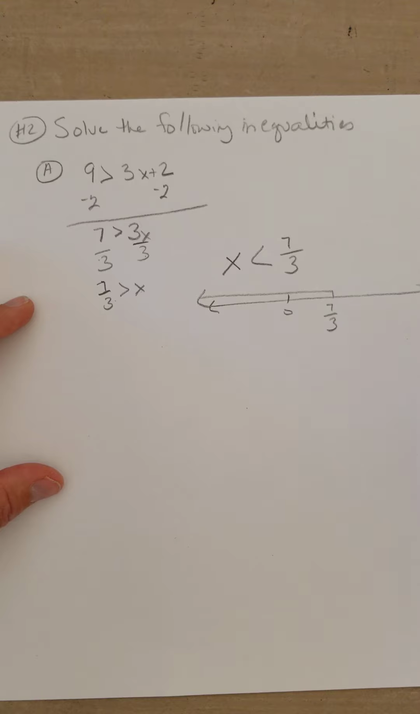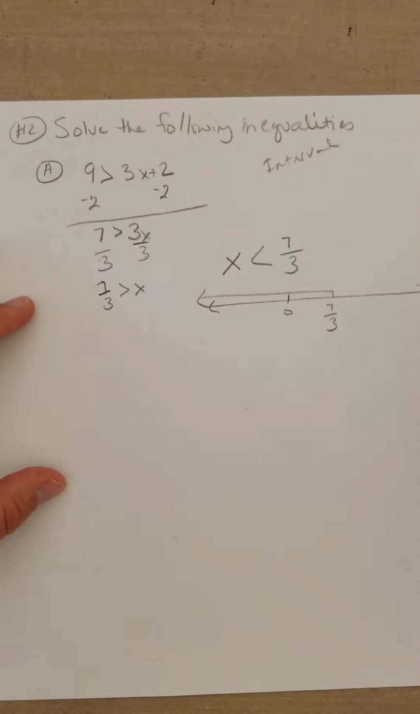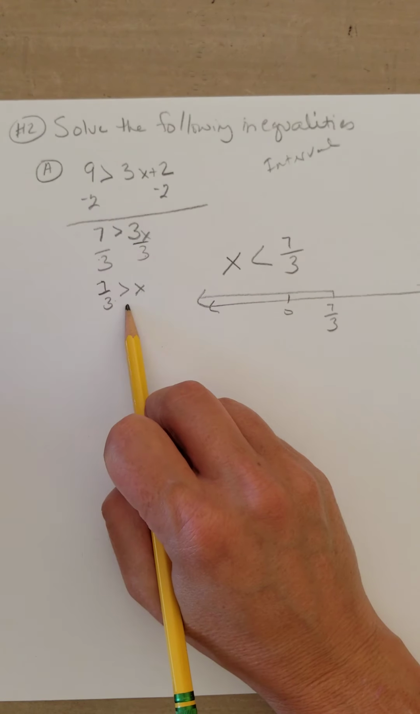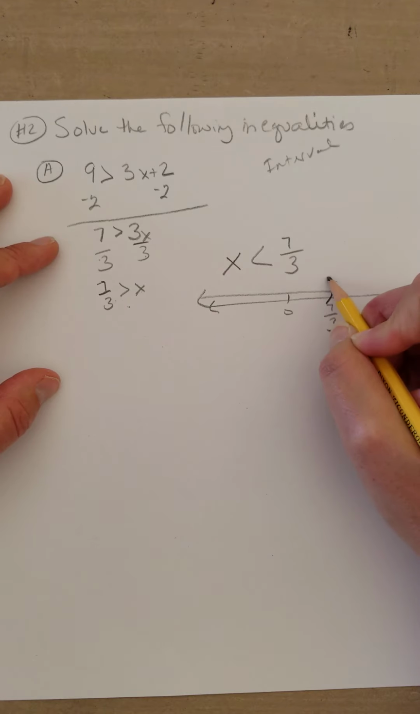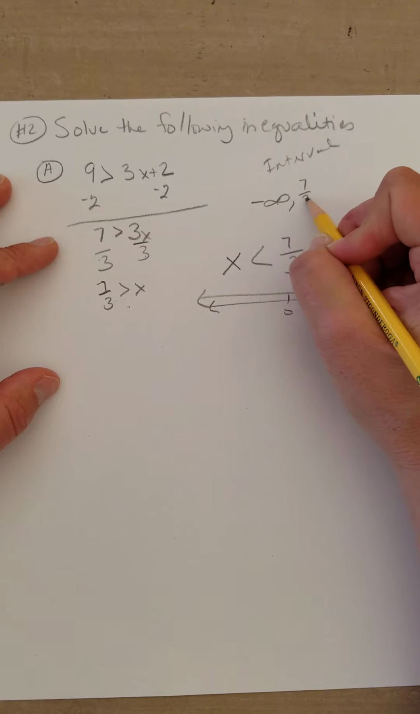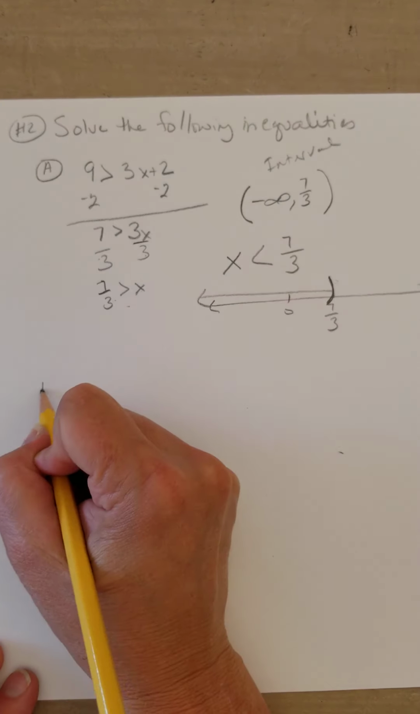As an interval, we haven't done that for a while. For an interval, all my numbers, we go left to right. My answers go from all the way to the left forever until 7/3. Oh, and I forgot, we need to put parentheses. So going left forever is negative infinity, and it goes to 7/3, not including 7/3. Infinity is always in parentheses.